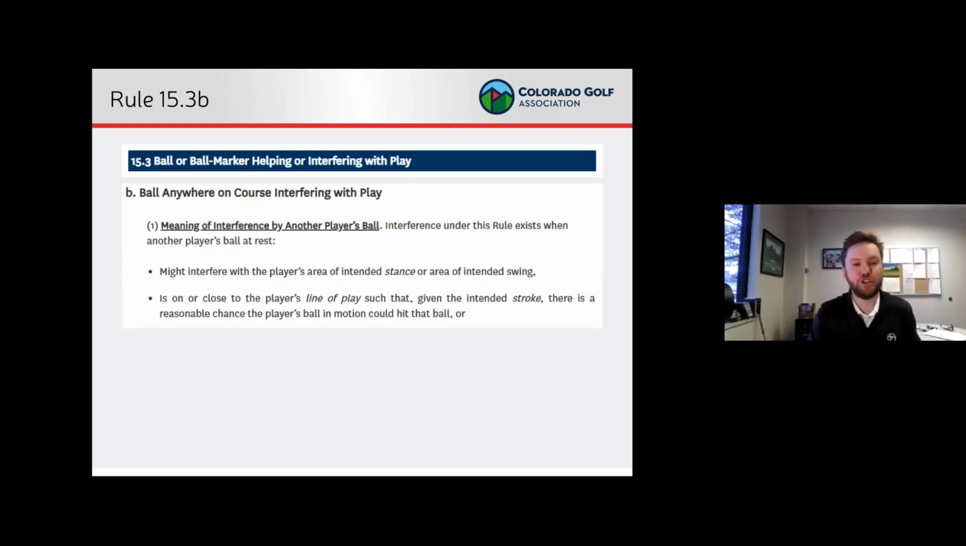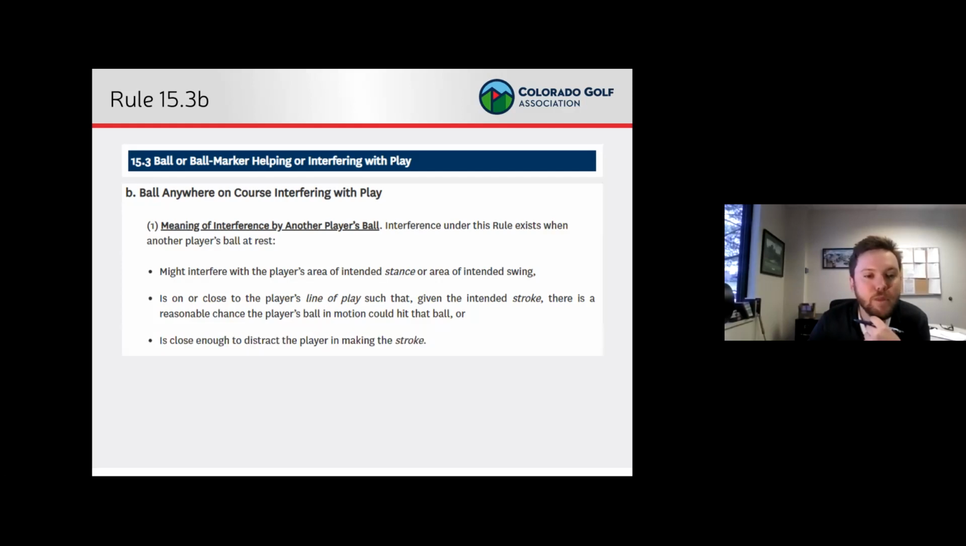So we're both just off the putting green, and I've got a low running chip, or I'm even putting the ball, and their ball is not on the putting green. That would be interference because I'm going to putt through it. It could be the same if their ball was on the putting green, it would be marked, and if it's still interfered, we'll get to the ball marker in 15.3C, and is close enough to distract the player in making the stroke.